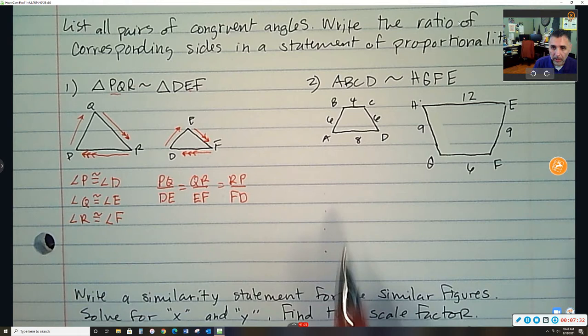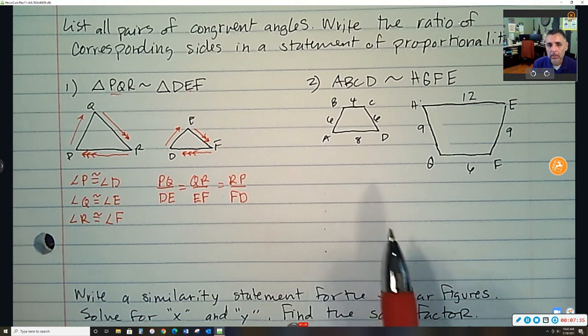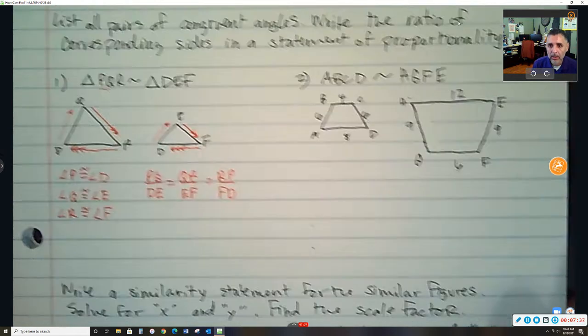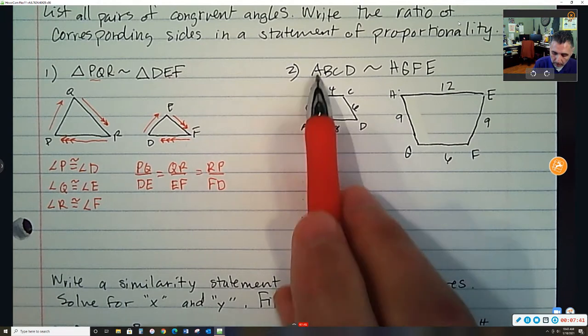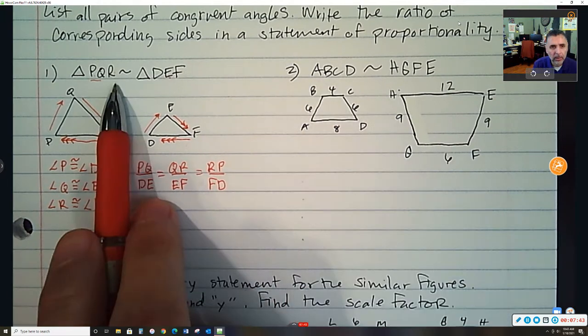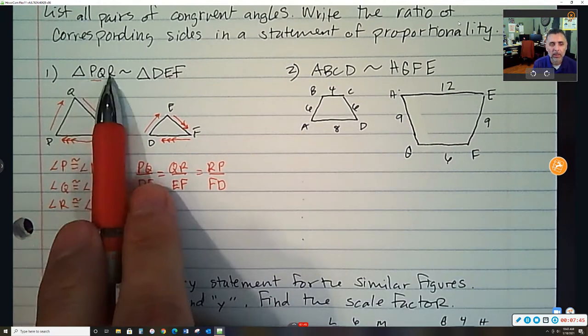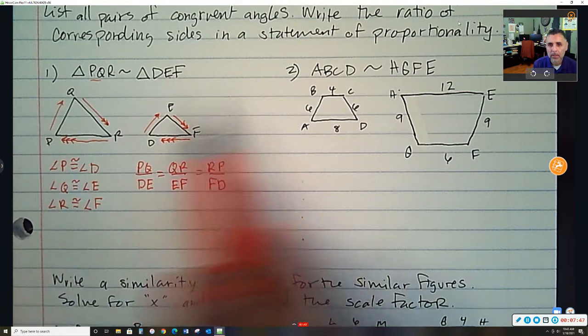So let's move on to number 2. Again, first we're going to write down which angles are congruent. Now this one has 4 angles. We can tell by the 4 letters. And over here, this is triangle PQR. We can write triangle PQR.